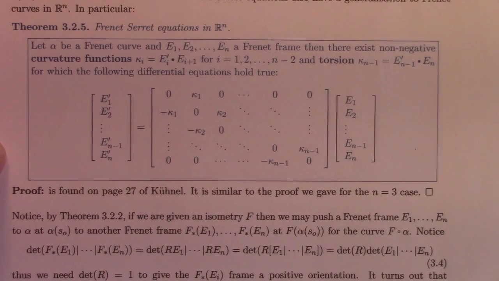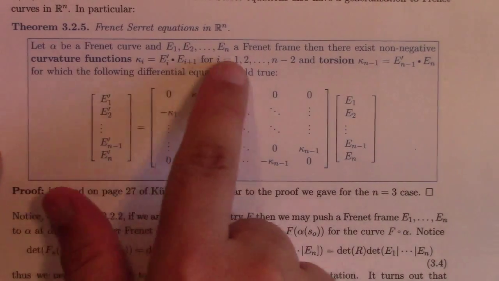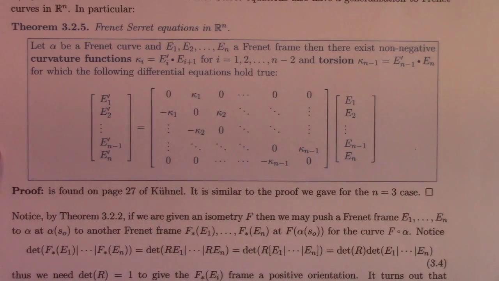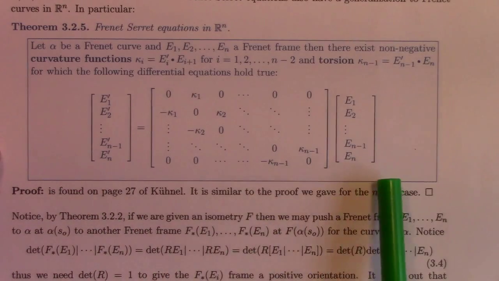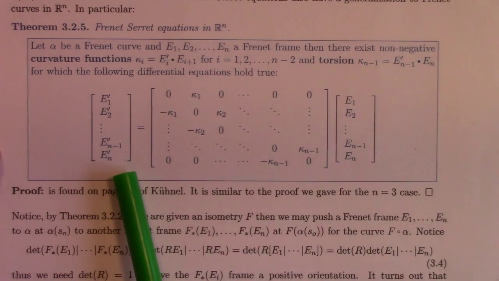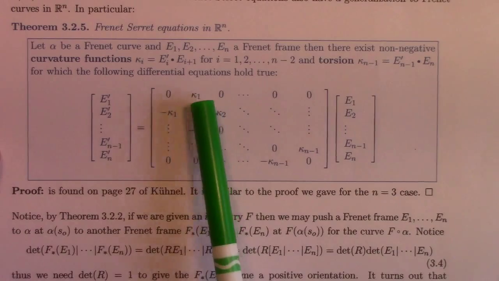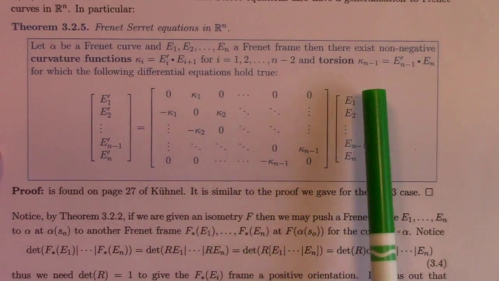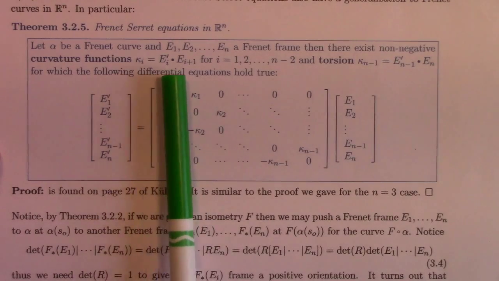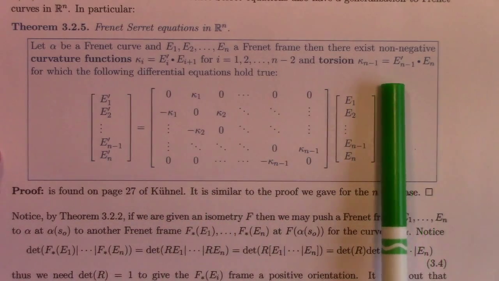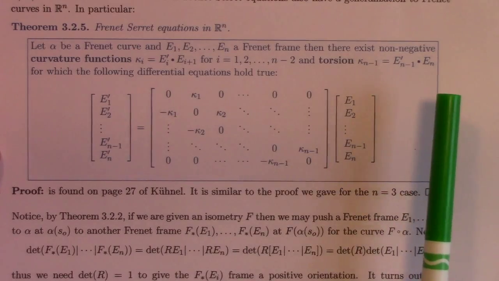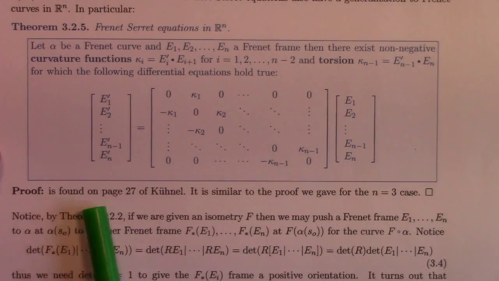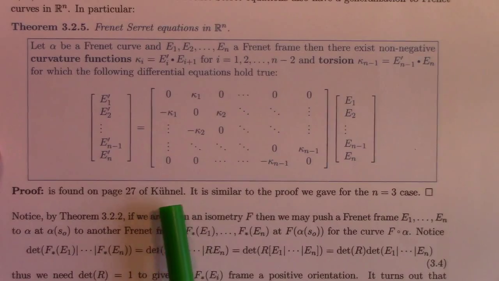So as you can see, you have a Frenet curve, you have a Frenet frame, and the Frenet-Serret equations in Rn describe how the frame evolves, the change in the frame in response to possibly non-trivial curvatures. And the n-1th one is called the torsion. Now the curvatures are all positive, but the torsion could be positive or negative. But you can find the proof of this on page 27 in Kern, and it's similar again to the proof we gave in the n equals 3 case.